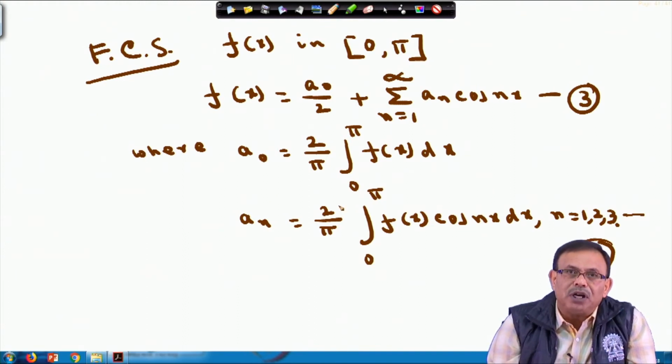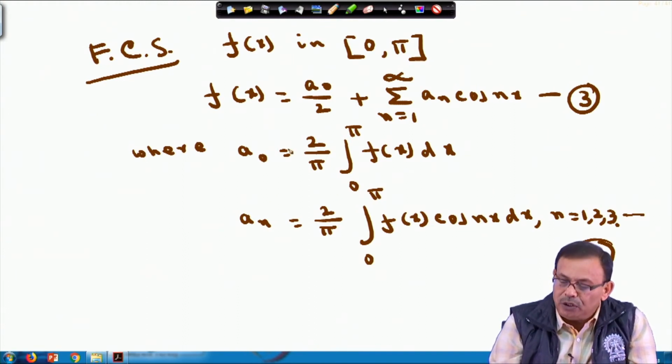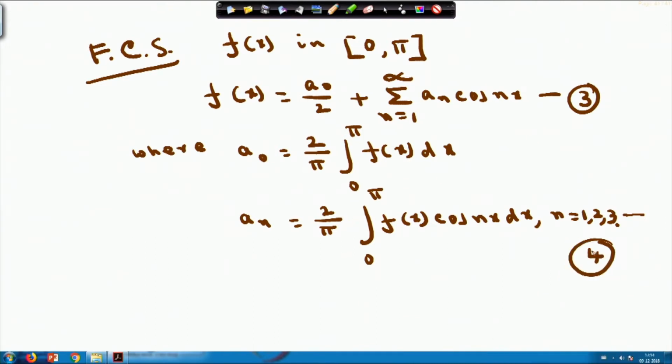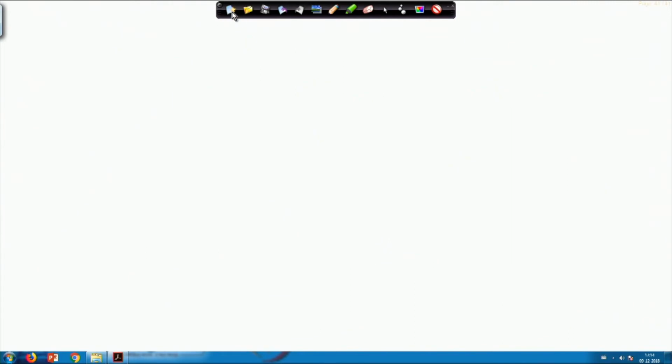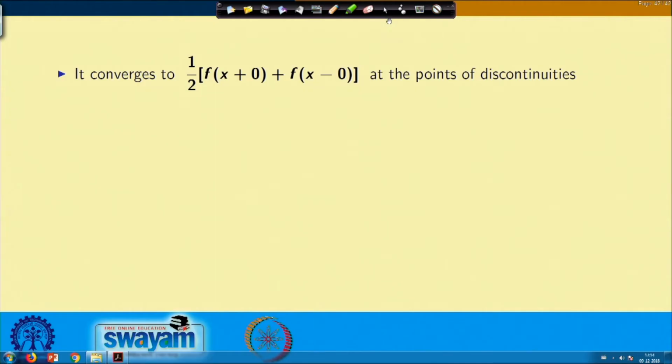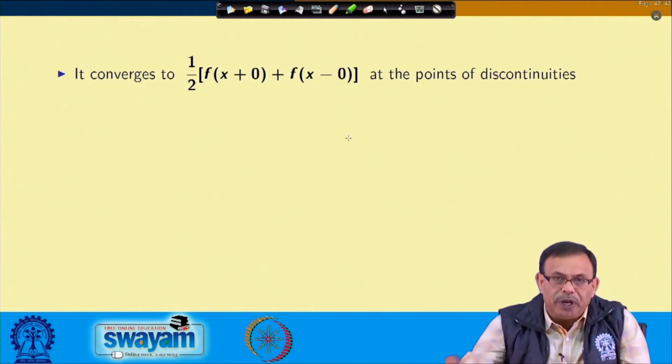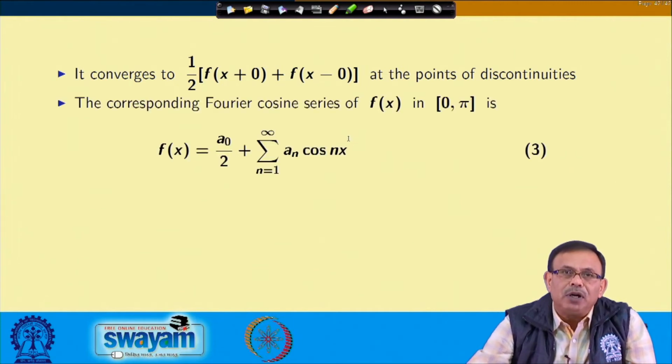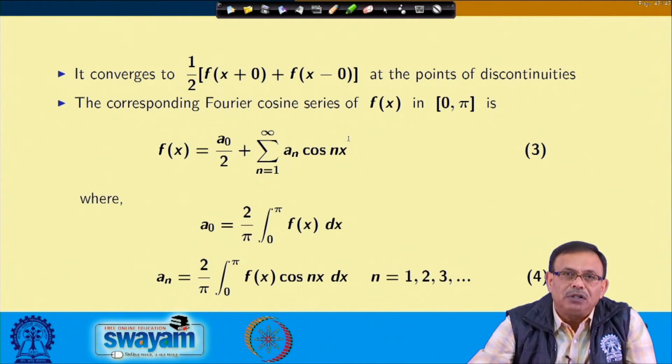So, the Fourier cosine transform is defined by equation 3, where a naught and a n, the coefficients, are defined by equation 4. By this way, once I write this, the corresponding Fourier cosine form is this, where a naught is this and a n is this.